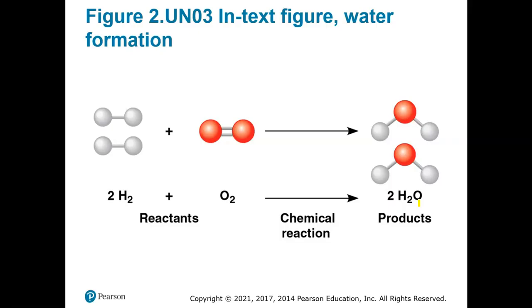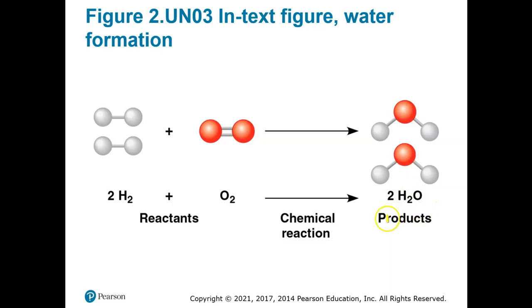If you just wanted to count the number of hydrogen atoms on the left, well, you know that each molecule of hydrogen gas has 2 hydrogen atoms, but there's 2 of each of those molecules. So you have 1, 2, 3, 4 total hydrogen atoms. And then oxygen, there's only 1 molecule of oxygen gas, but it's O2, so there's 2 oxygen atoms.